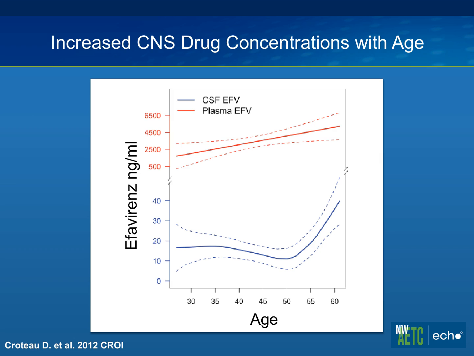And you can see that over the age range, plasma efavirenz goes up a little bit. But look what happens in CSF. It's pretty stable until you get to be about 53. And then there's this sharp inflection, suggesting that age may increase the drug concentrations in CSF. Maybe that's a reason why older people might be more susceptible to the neurotoxic effects of antiretrovirals.